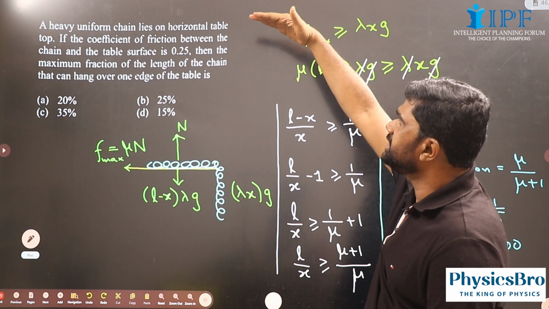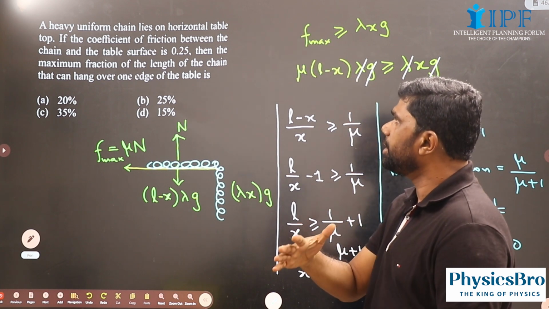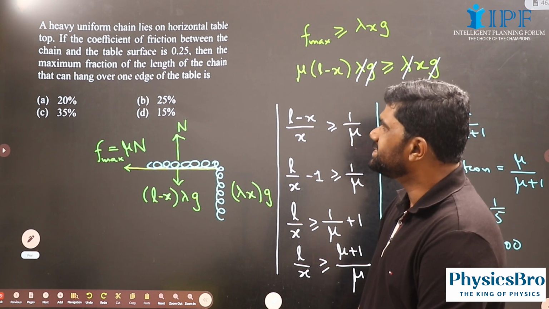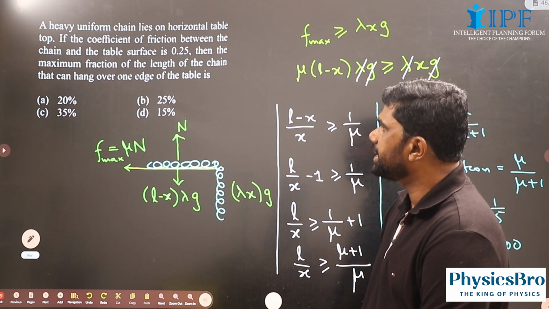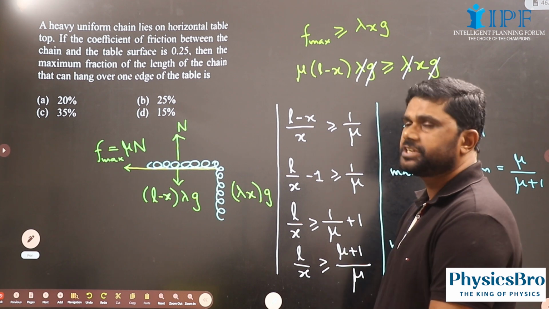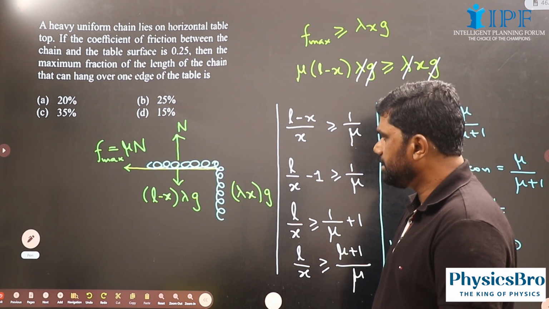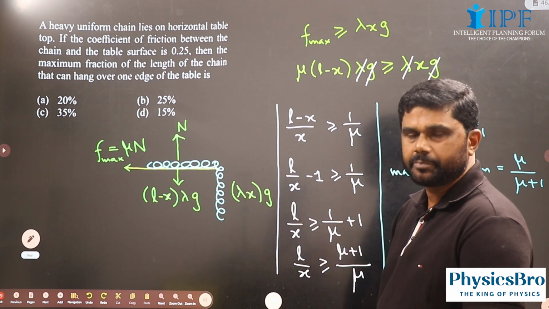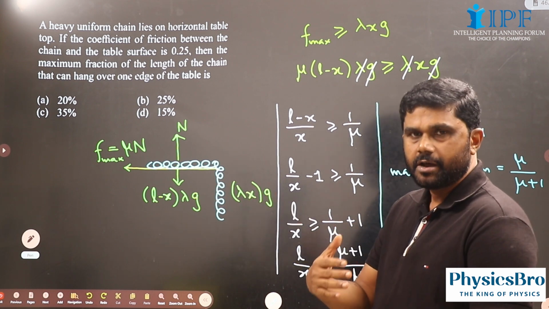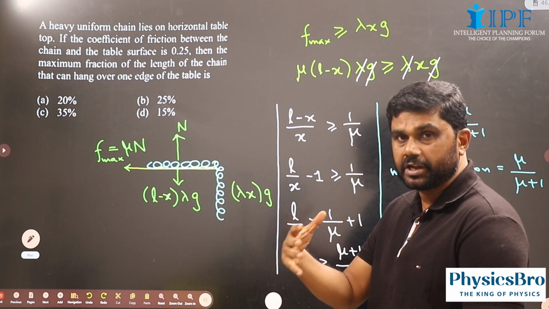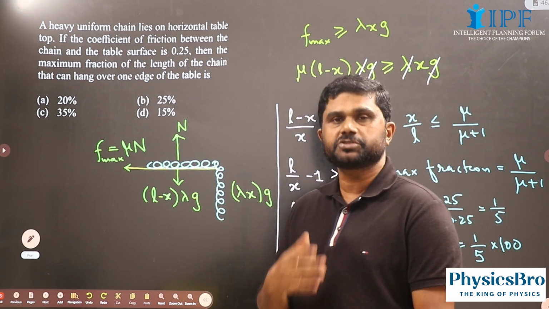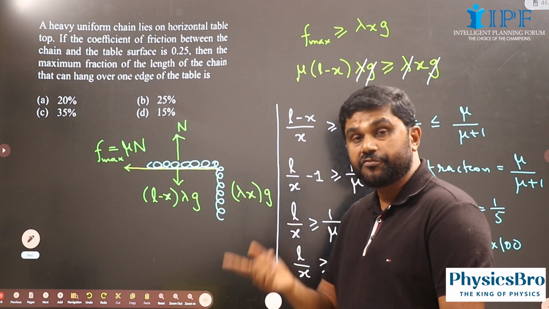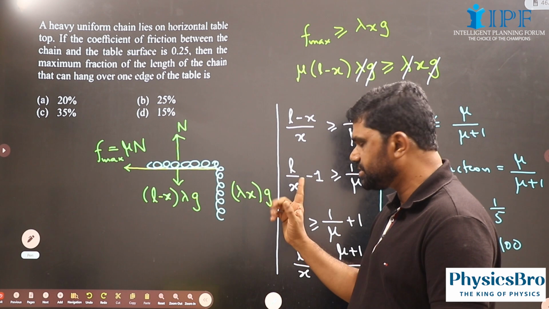See, a heavy uniform chain lies on a horizontal tabletop. If the coefficient of friction between the chain and the table surface is 0.25, then the maximum fraction of the length of the chain that can hang over the edge of the table is? See here, suppose L is the total length and x is the length of the hanging part. It is a uniform chain. Mass per unit length, or linear mass density, suppose it is lambda, then the mass of the hanging part will be lambda into x. The weight of the hanging part will be lambda into x into g.